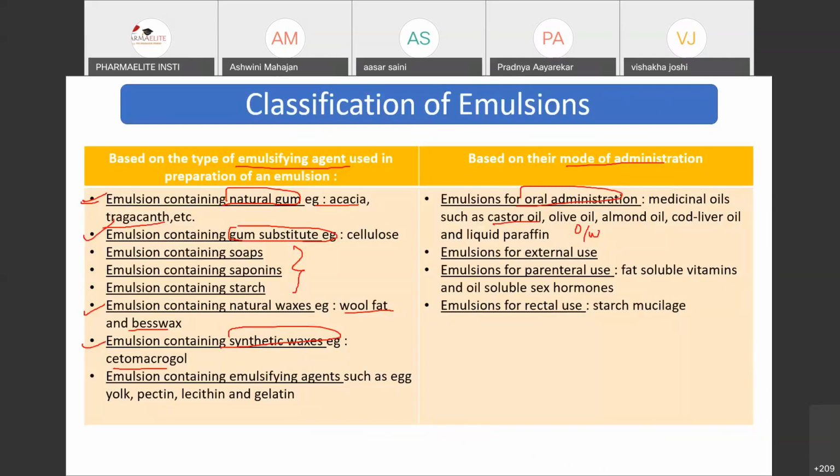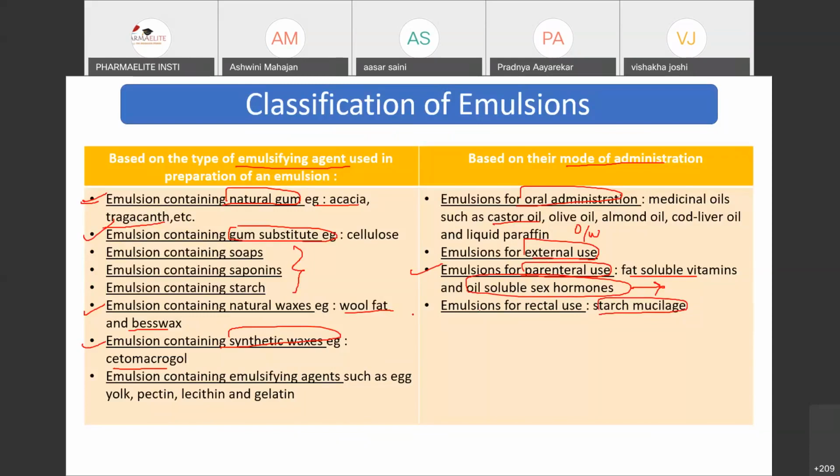On the other hand, when it comes to your emulsions for external use, it can be your creams, pastes and gels. In case of emulsions for parenteral use, it can be your fat soluble vitamins. Even your oil soluble sex hormones are being given via emulsion route. Medroxyprogesterone acetate is the example of your steroid which is given via this route. It's a suspension which can be made as an emulsion as well. Emulsions for rectal applications can be with starch and mucilage.